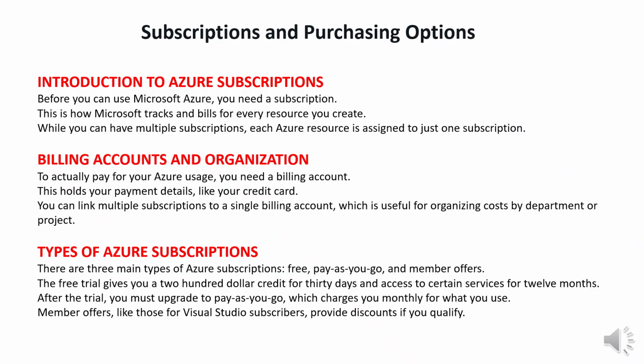Types of Azure subscriptions. There are 3 main types of Azure subscriptions: free, pay-as-you-go, and member offers. The free trial gives you a $200 credit for 30 days and access to certain services for 12 months. After the trial, you must upgrade to pay-as-you-go, which charges you monthly for what you use. Member offers, like those for Visual Studio subscribers, provide discounts if you qualify.